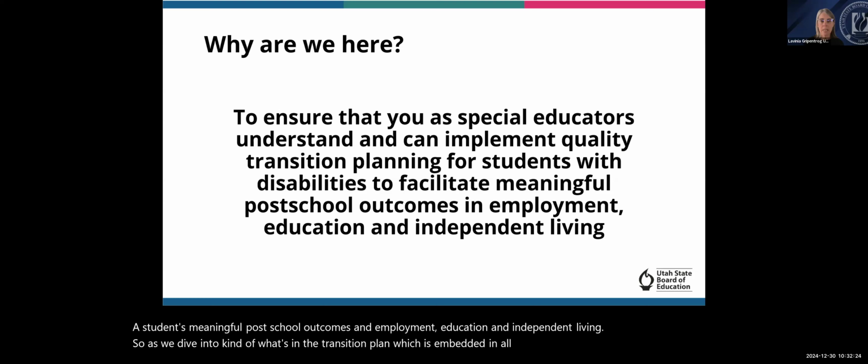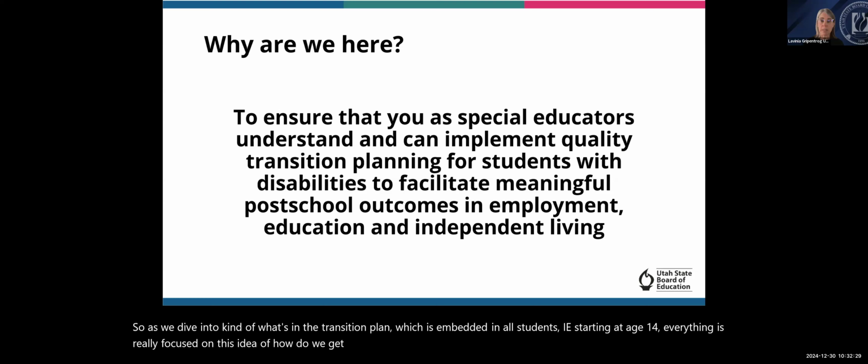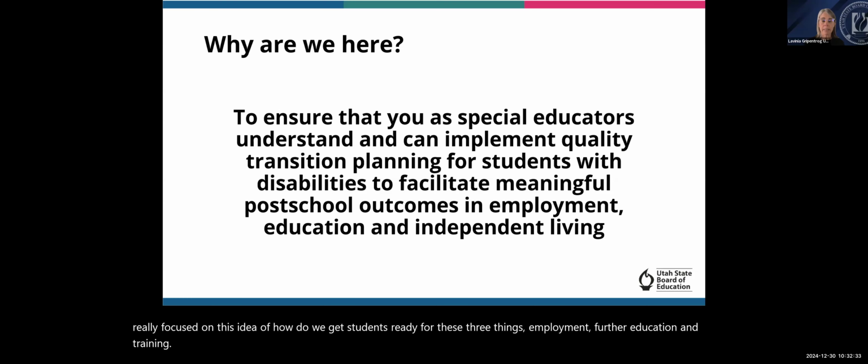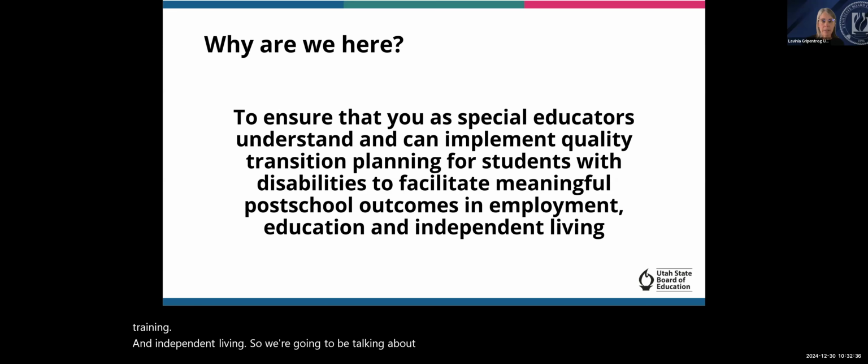So as we dive into what's in the transition plan, which is embedded in all students' IEP starting at age 14, everything is really focused on this idea of how do we get students ready for these three things: employment, further education and training, and independent living. So we're going to be talking about that a lot.